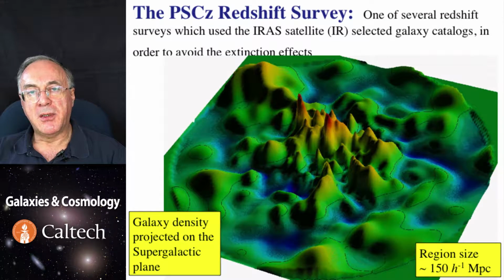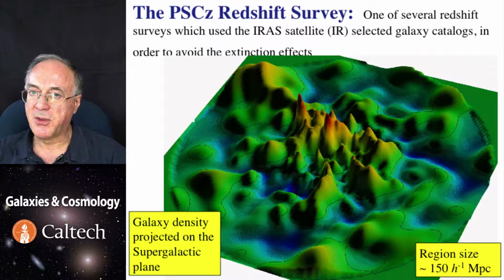So once you have 3D distribution, you can project it onto the supergalactic plane. And here is a density landscape, high peaks corresponding to high projected density from one of the IRAS-based redshift surveys. So the big set of mountains off from center is the local supercluster. We are always in the middle, so we're sort of on the slopes of it.